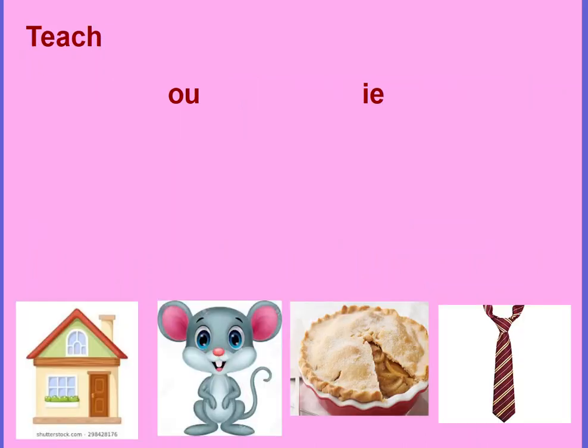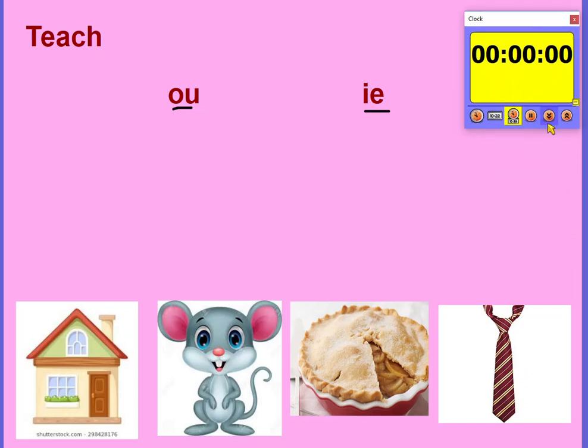Okay, so today we are going to be learning the digraph owl and the digraph I. Now you might remember that you have learned these digraphs previously, but they had different letters. So these are alternate digraphs. So today we're learning OU, making the owl sound, and IE, making the I sound. So we have 4 pictures down the bottom here. We have a house, we have a mouse, we have a pie, and we have a tie.